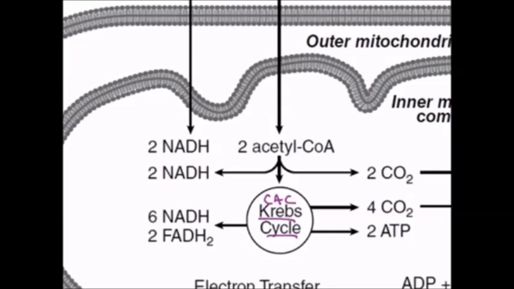Let's talk a little bit about our inputs and our outputs of our citric acid cycle. At this point, the only thing that's going into our citric acid cycle, and you can see it because of this arrow right here, is going to be our 2 acetyl-CoA.